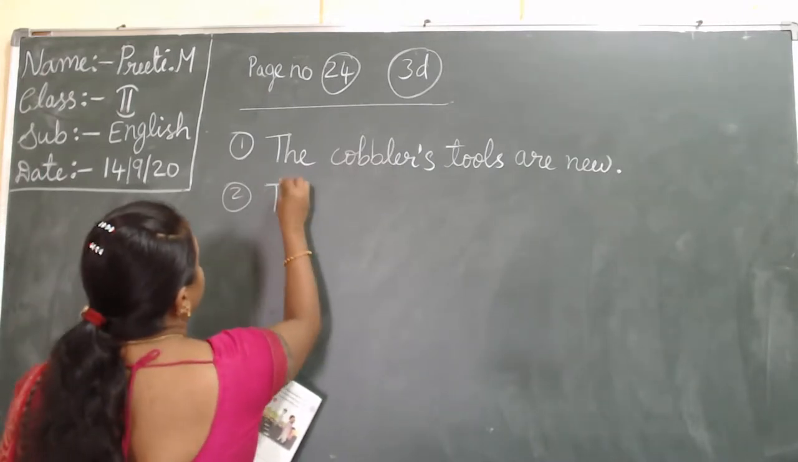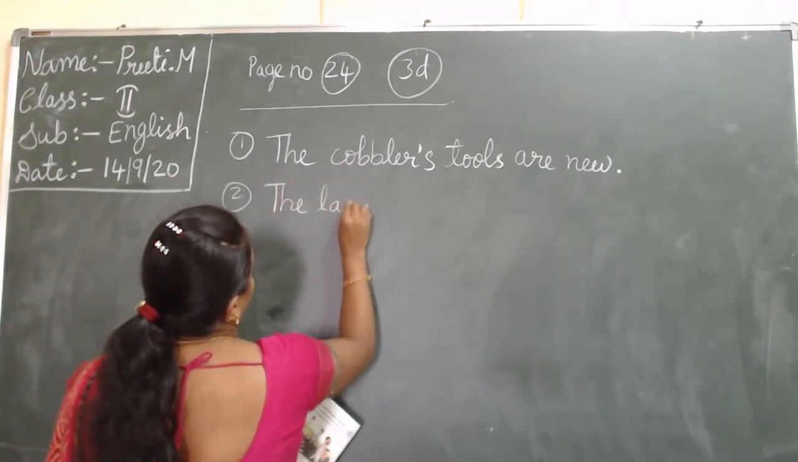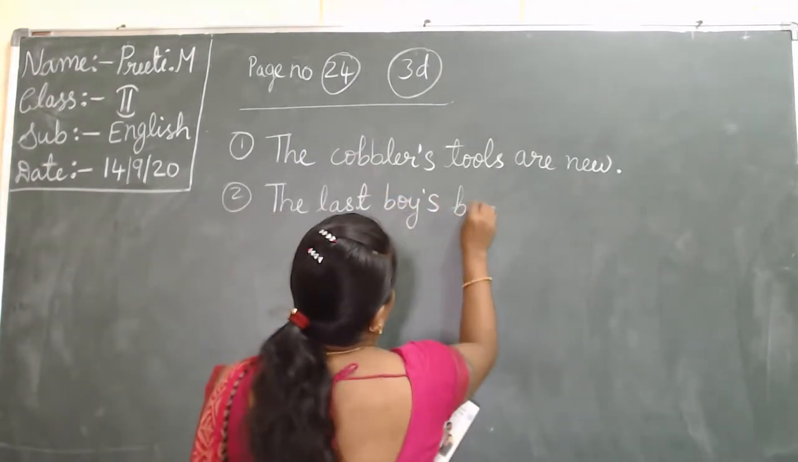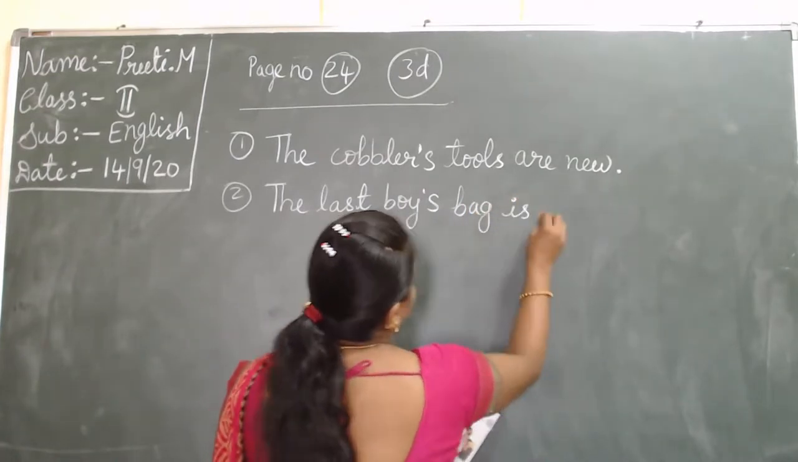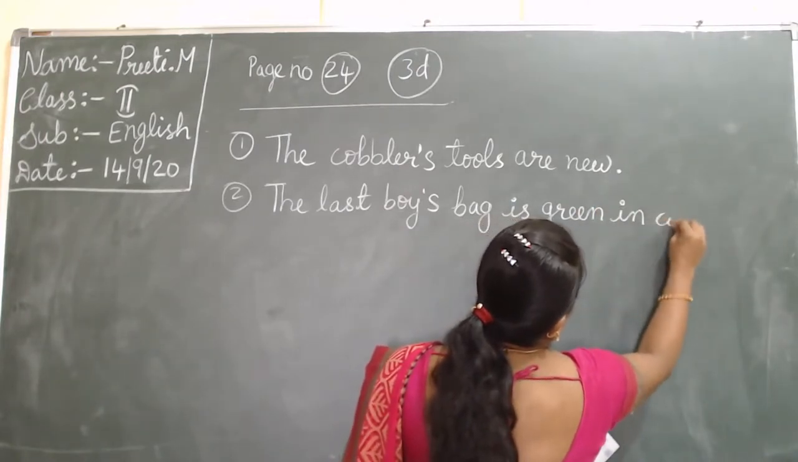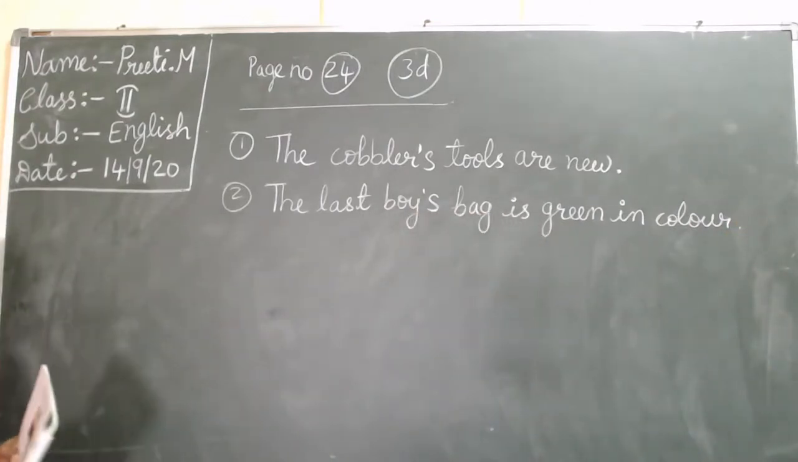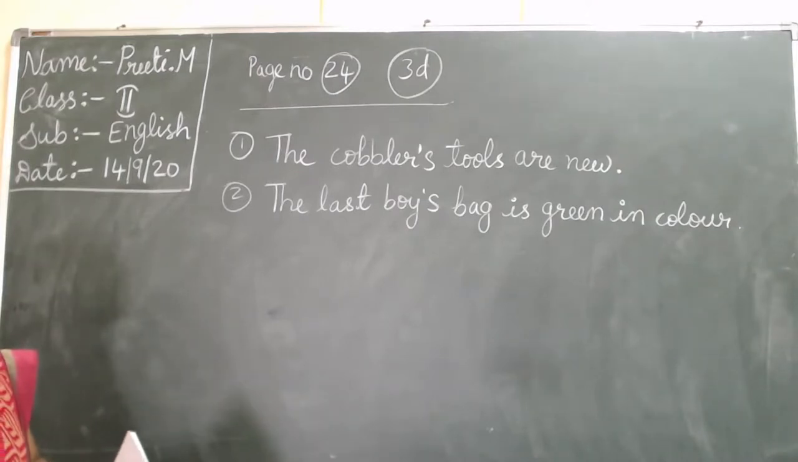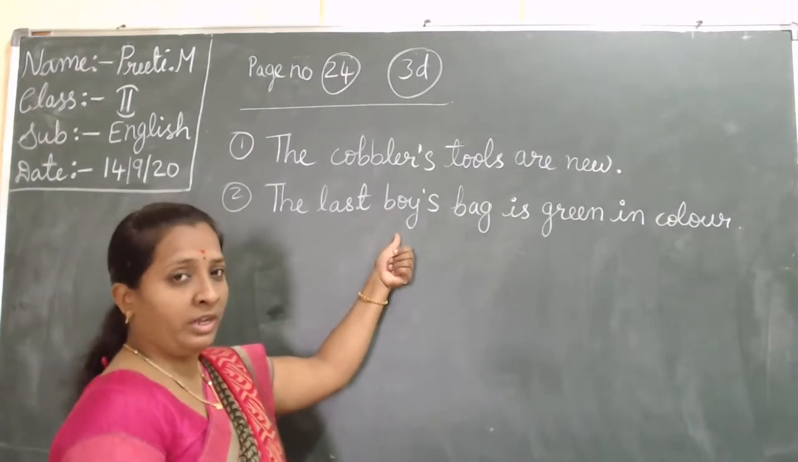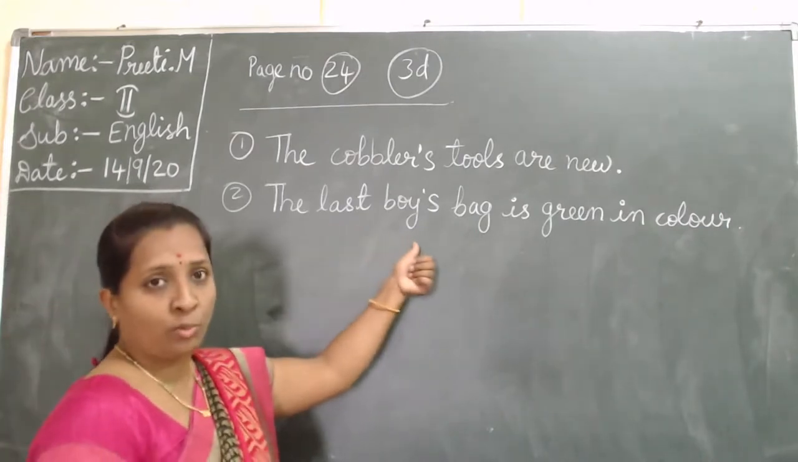Remember to use the apostrophe with the noun, children. The last boy's bag that is green in color. Okay, full stop. The green bag belongs to the last boy. Particular the green color, that last boy's bag, that is.